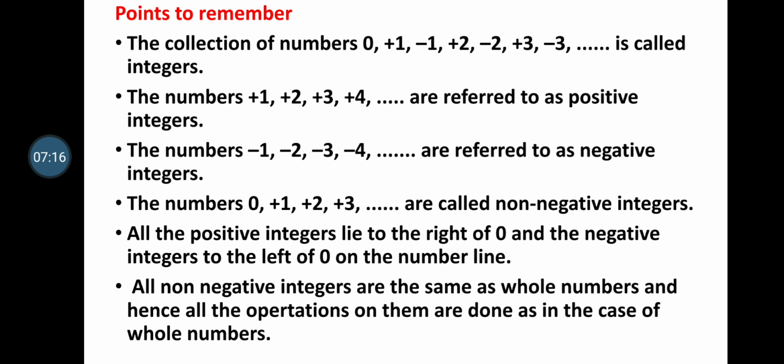All non-negative integers are the same as whole numbers, and hence all the operations on them are done as in the case of whole numbers. So what are whole numbers? Whole numbers start from 0 and then 1, 2, 3, 4, that is, the positive numbers go on. So all the operations that you do on whole numbers apply to the non-negative integers, that is, the positive integers. You can apply the same operations and rules.